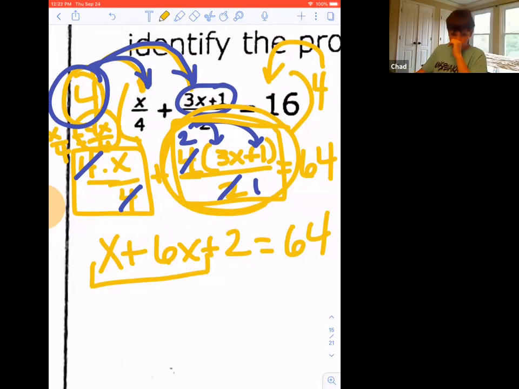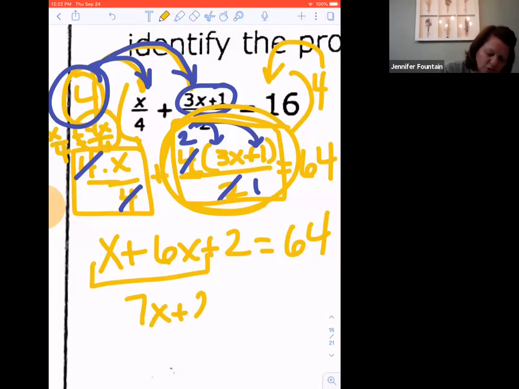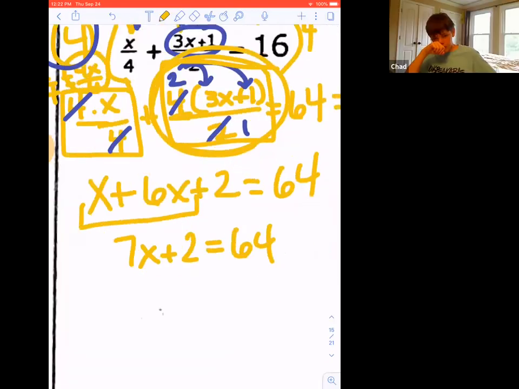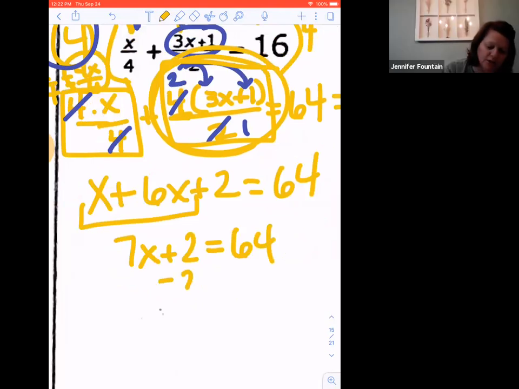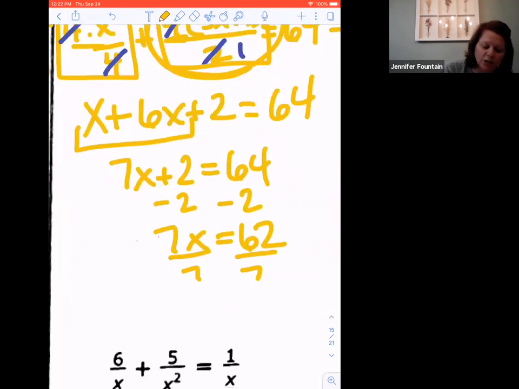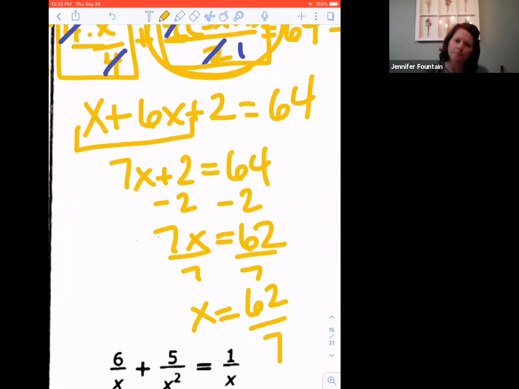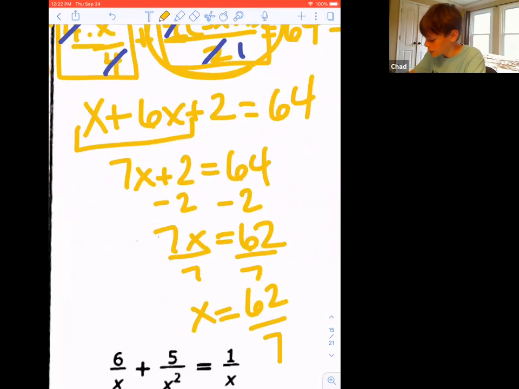So I have 7x plus 2 equals 64. I subtract 2 from both sides. Yep, subtract 2, subtract 2. So 7x is equal to 62. Divide by 7, divide by 7. This was a fraction problem, so we can leave our answer as an improper fraction in simplest form. Okay. That's easy. That was pretty easy.